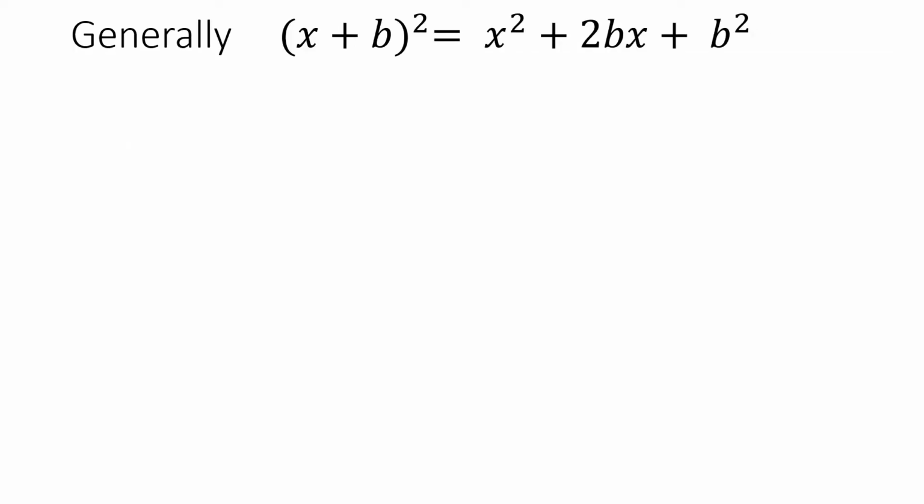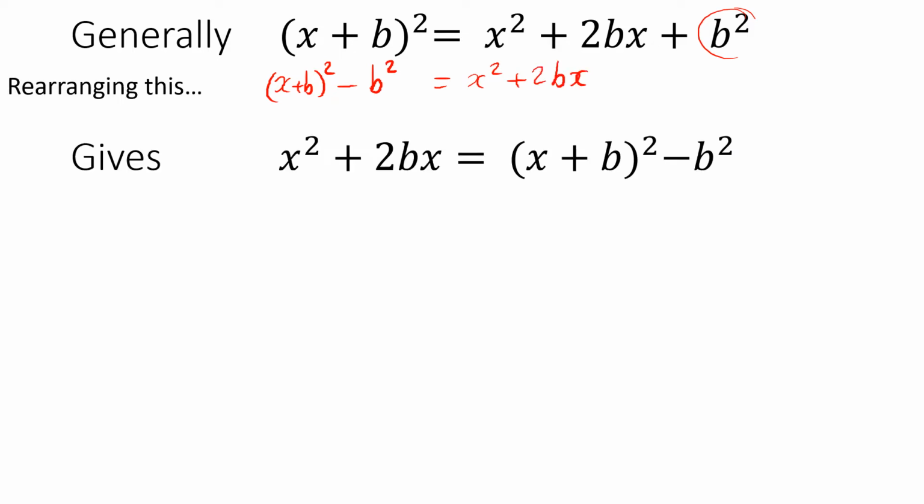So what we have is this formula here, and all we're going to do is just rearrange it a little bit. I'm going to take my x plus b squared, I'm going to subtract the b squared from over here, and that's going to leave me with just x squared plus 2bx. I'm going to end up with that as a formula, just flipping it around. Now, what does this mean? It means that we can rewrite expressions which look like this into expressions that look like the right-hand side of that equation. We can turn it into a square and an extra bit.